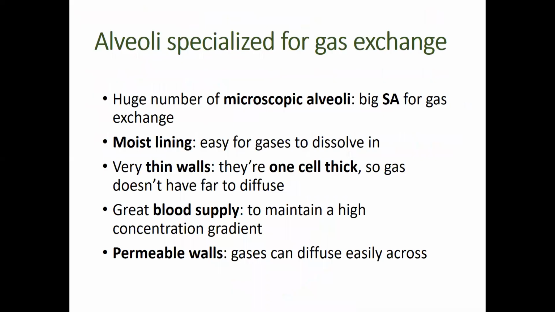Here the alveoli are specialized for gas exchange. A huge number of microscopic alveoli are present within the lung, and the moist lining of the alveoli provides an easy surface for gases to dissolve in. They also have very thin walls, and they maintain a very good supply because of their network of capillaries on the alveoli surfaces. And with permeable walls, gases can diffuse easily across them, because their walls are permeable for gases.